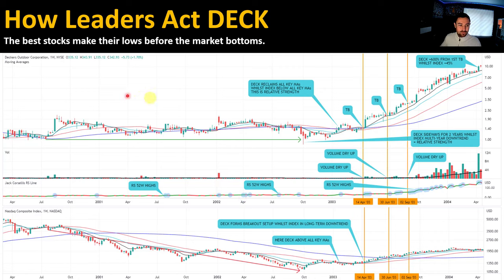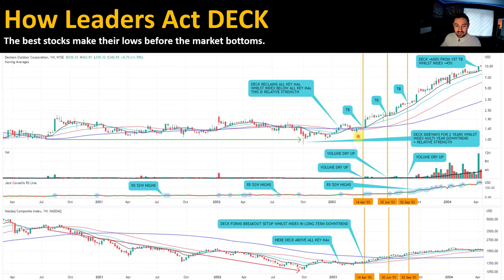And then the final one I've got of these, as you're probably fed up with them, this one here is Deckers Outdoor. So see how the stock pretty much goes sideways during this time in here. Look at the RS line turning up and the 52-week highs. What's the market doing? Well, the market is making lower lows, lower highs, whereas the stock is pretty much going sideways.